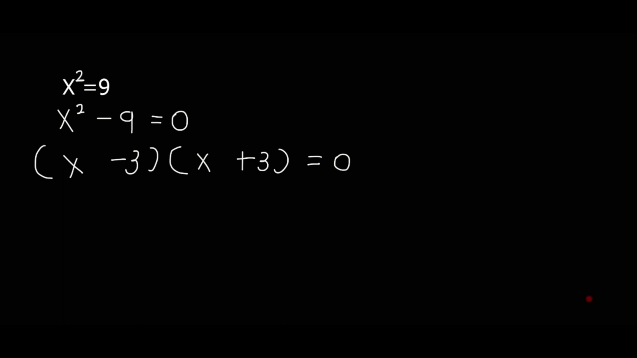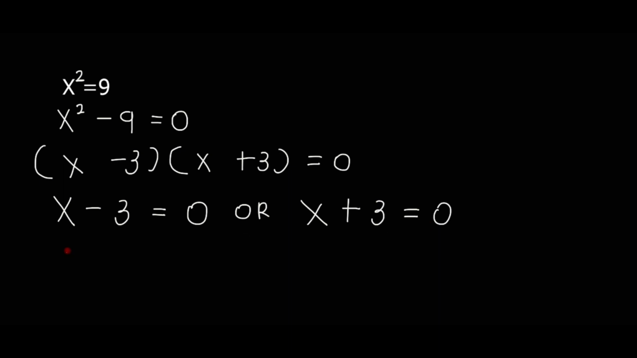And then from here we solve for x. X minus 3 is equals to 0, or x plus 3 is equals to 0. Therefore x is equals to 3, or x is equals to negative 3, and this is our solutions.